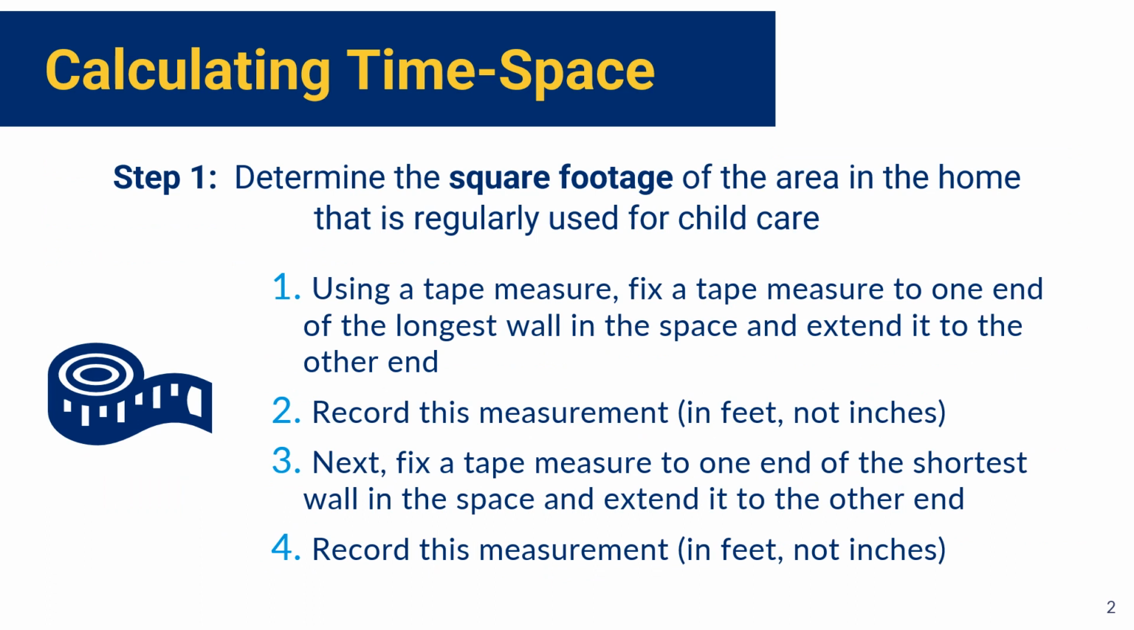To do so, you will begin by using a tape measure and fixing it to one end of the longest wall in your space and extending it to the other end. Record this measurement in feet, not inches. Next, fix a tape measure to one end of the shortest wall in your space and extend it to the other end. Record this measurement also in feet, not inches.